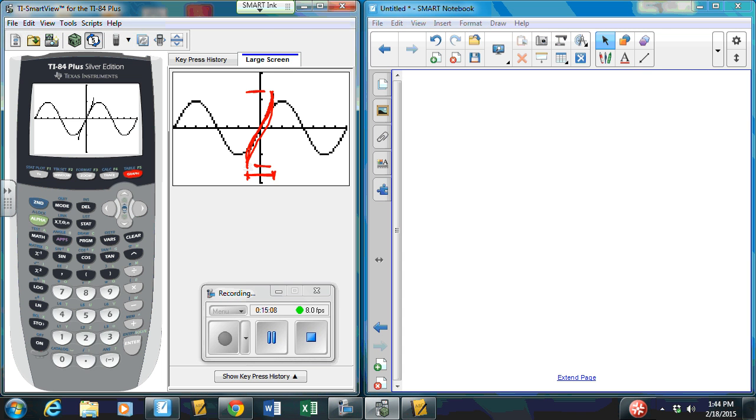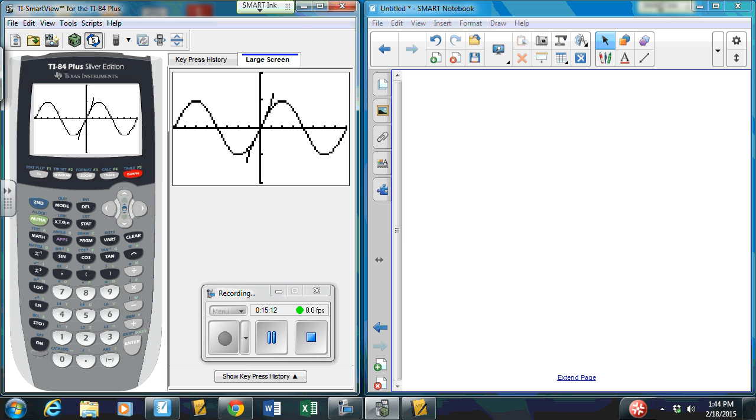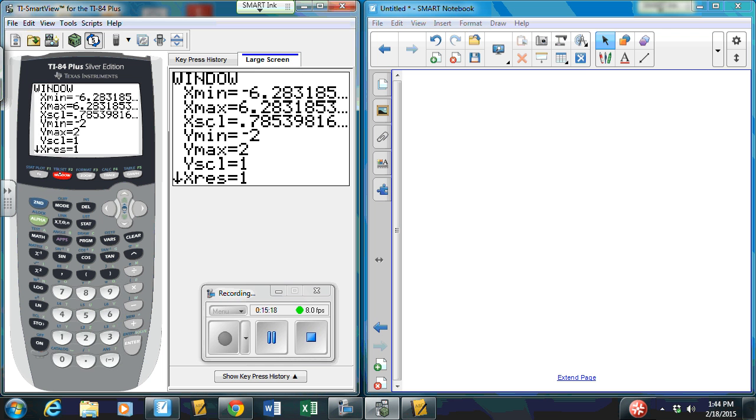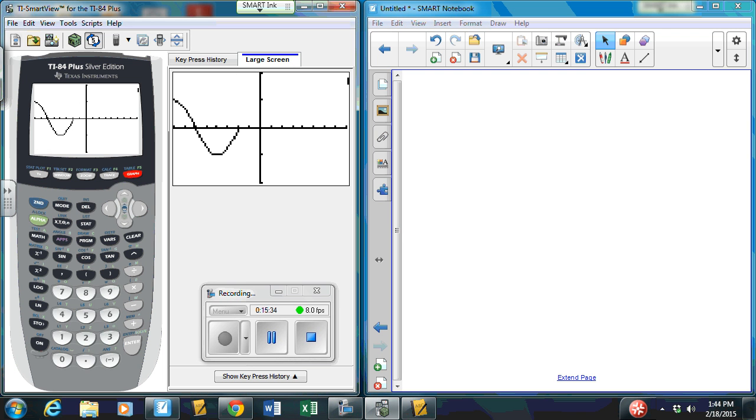The window is negative 2 pi to positive 2 pi, x scale pi fourths. Y min is negative 2, y max is positive 2. Okay, let's put in the cosine function. You should be in radians. Here's the cosine function.